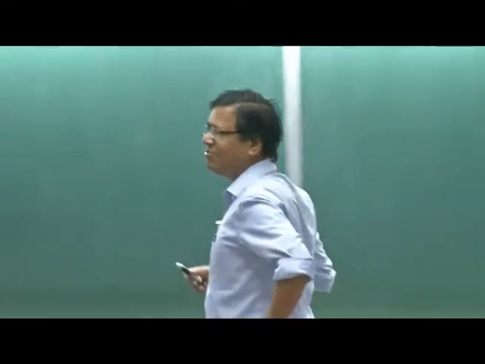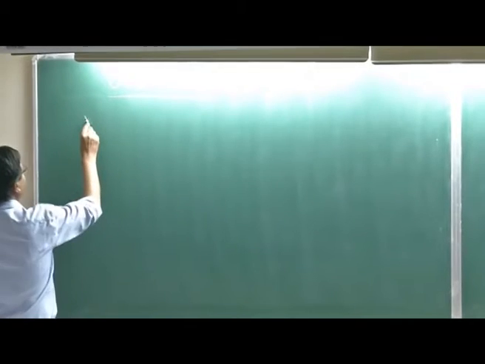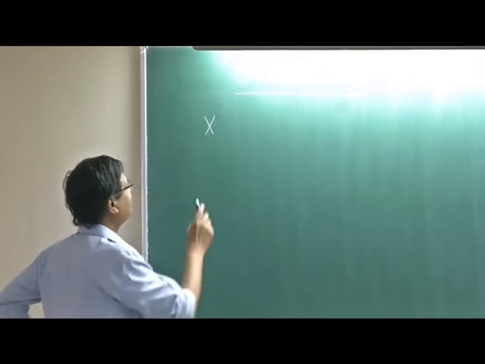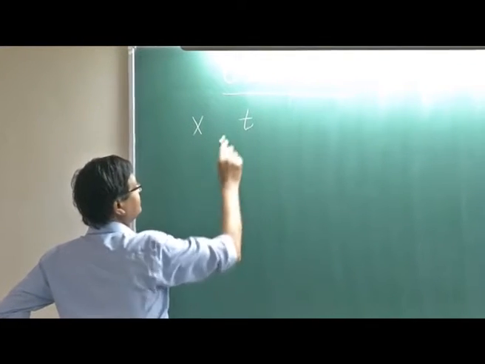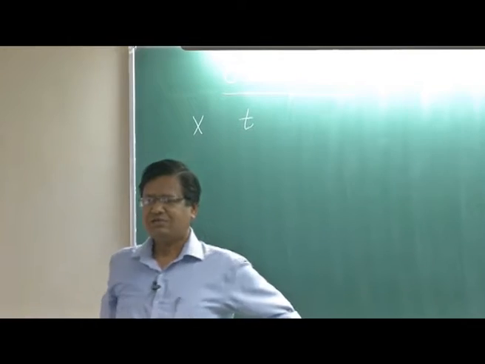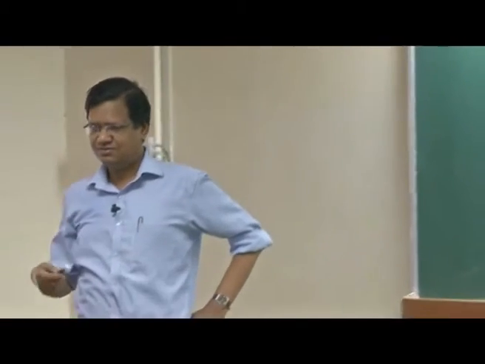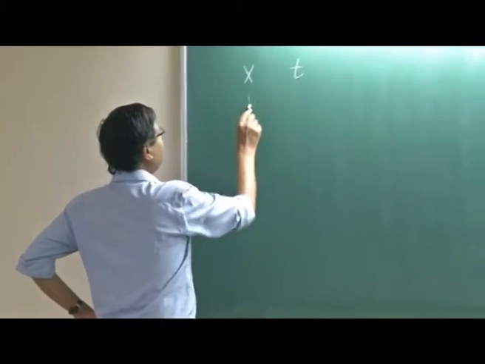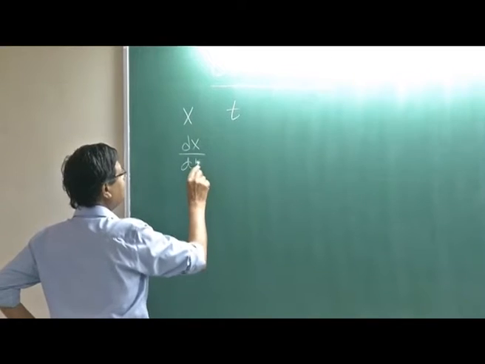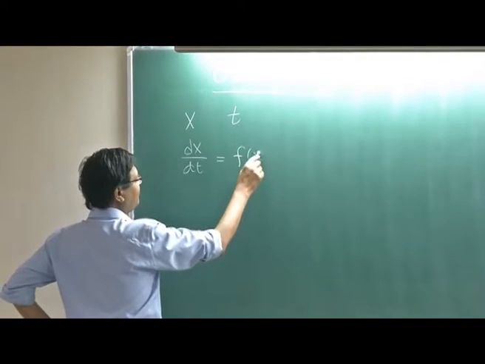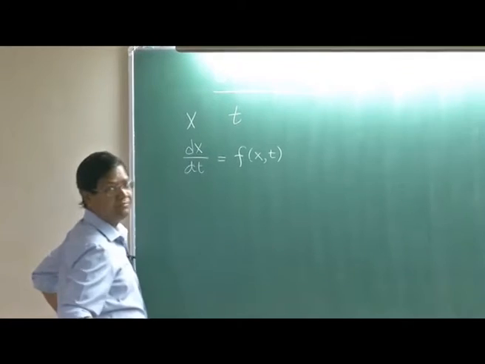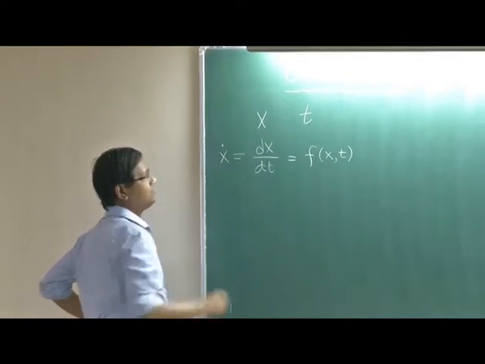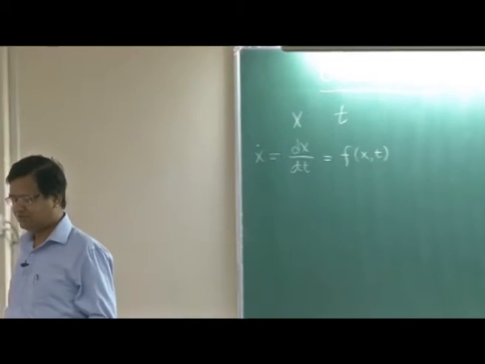Okay, so let's start. I am going to use the following notation. My x is a dependent variable, unlike the last class, and t is my independent variable. Like mechanics, just think of x as a position and t as time. One equation I can write is for the velocity: dx/dt is some function of x and t. We can also call it x dot, which is a useful shorthand notation.